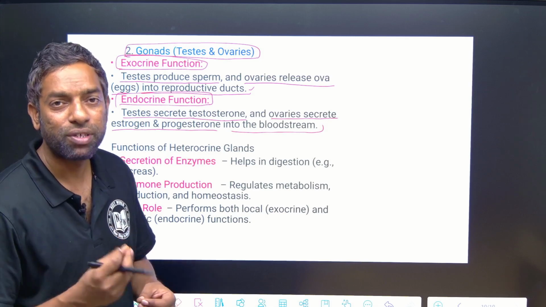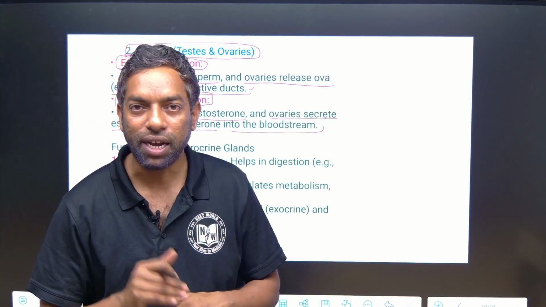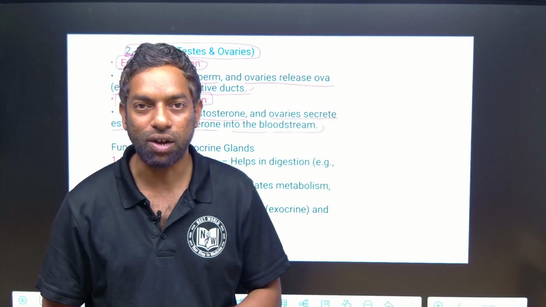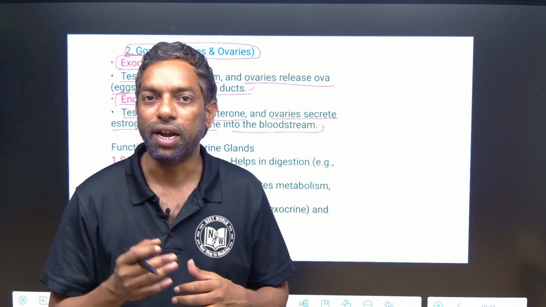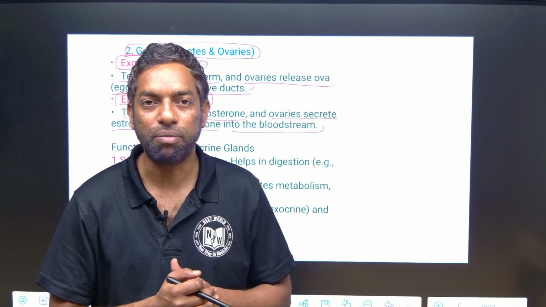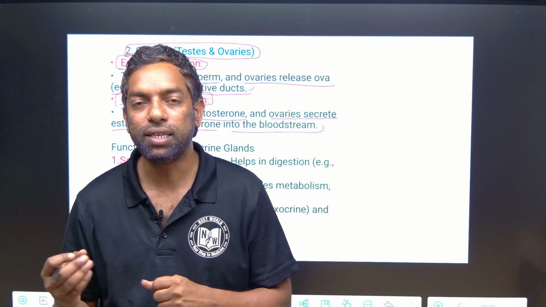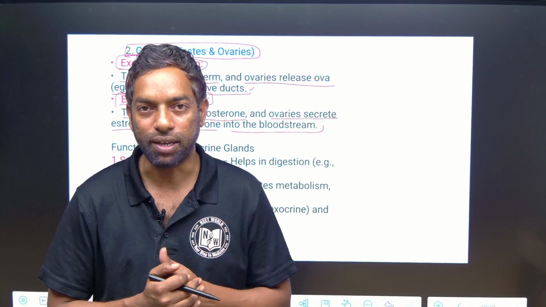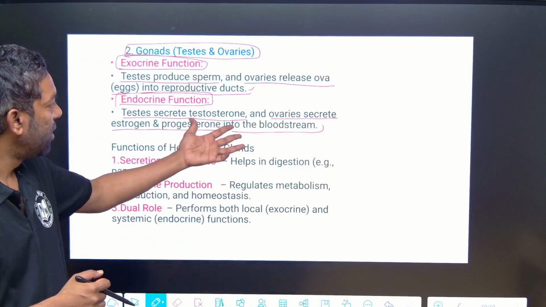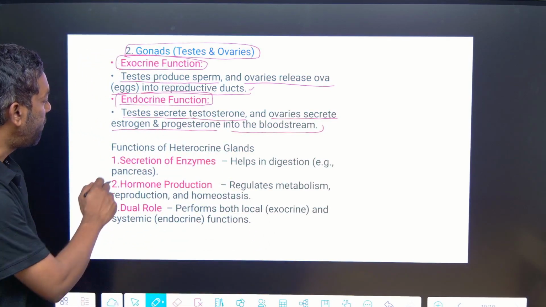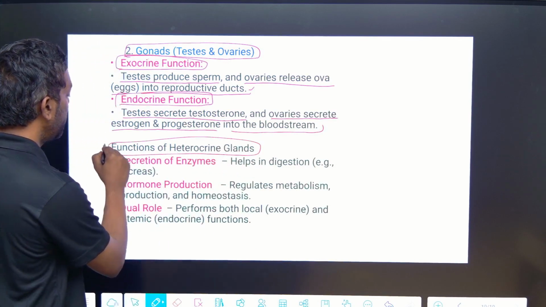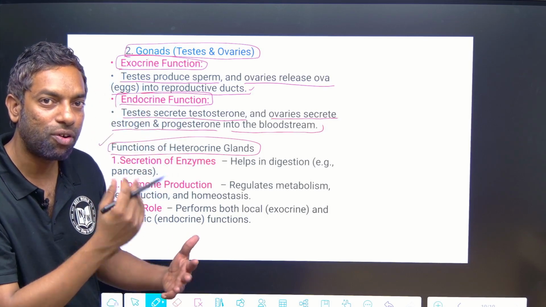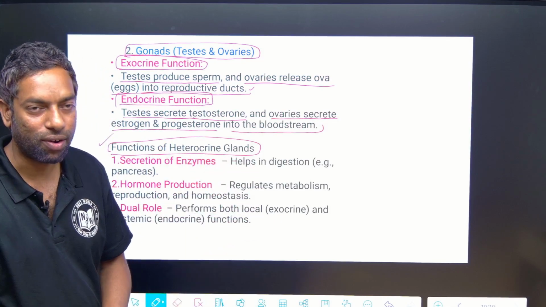Why? Hormones easily enter the blood, they can reach everywhere, they can stimulate the brain and other target organs. So most hormones are endocrine. They can easily enter the blood and circulate throughout the body to where the target is. Here are the endocrine activity and functions of heterocrine glands. Previously we did the functions of all glands, here it is the function of only heterocrine.